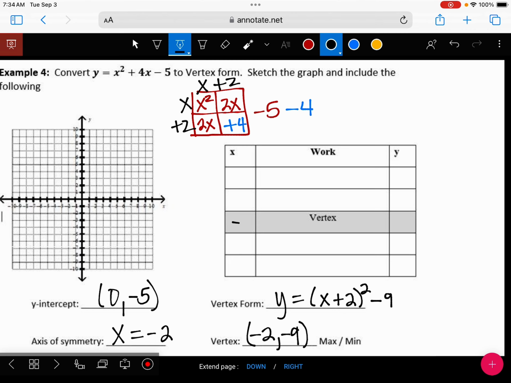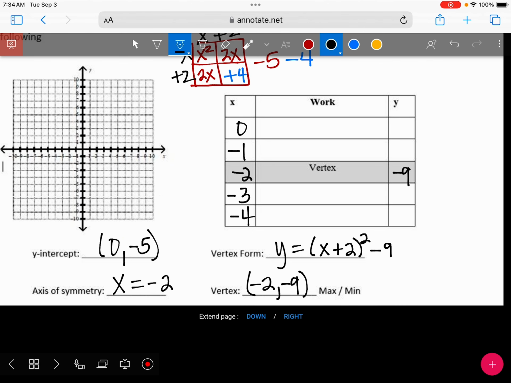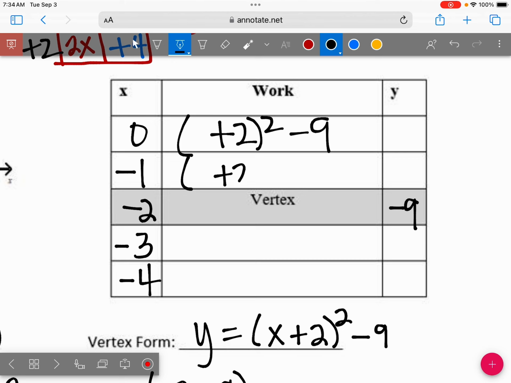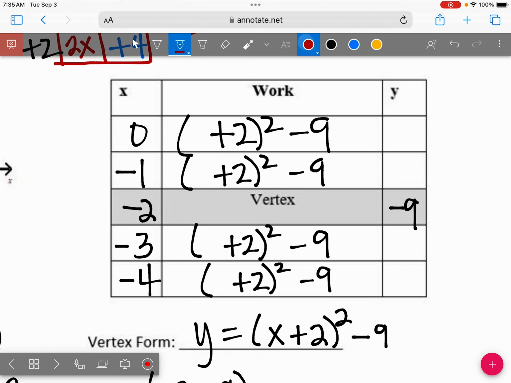All right, so let's go ahead and fill in our table. So we got a -1, a 0, a -3, and a -4. And then vertex form is x plus 2 squared minus 9. So I'm just going to fill that out. And then we have a 0, a -1, a -3, and a -4. So go ahead and fill in your 4 values for y.